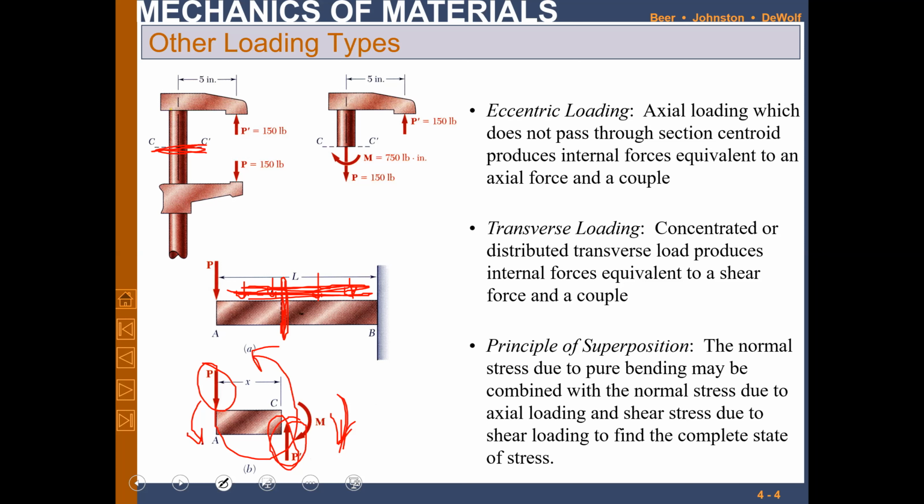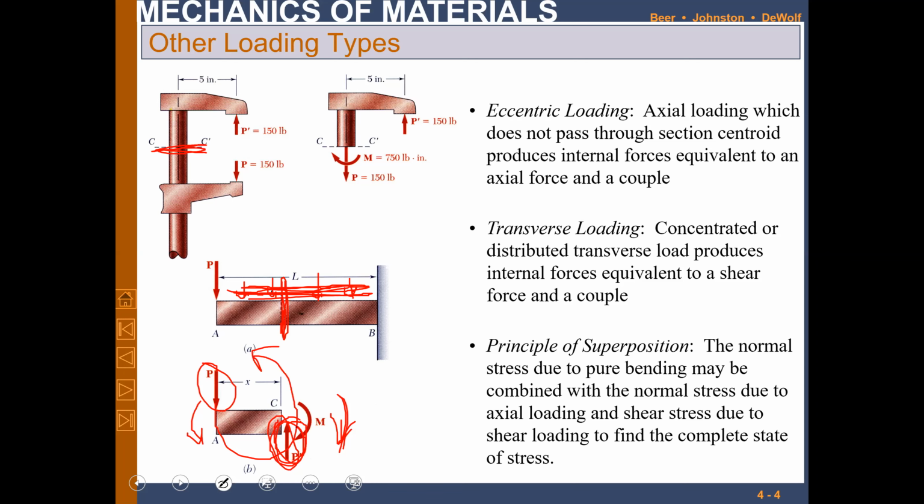Superposition. We have already seen that there may be multiple types of loadings, like axial loading, torsional loading in chapter 3, and bending, which we are going to discuss in this chapter, right? So there may be multiple types of loading, and they will cause multiple types of stress. Bending will cause normal stress, axial force will cause normal stress, torsion torque will create shear stresses, and this V, this particular force over here, will again cause shear forces and shear stresses in the body.